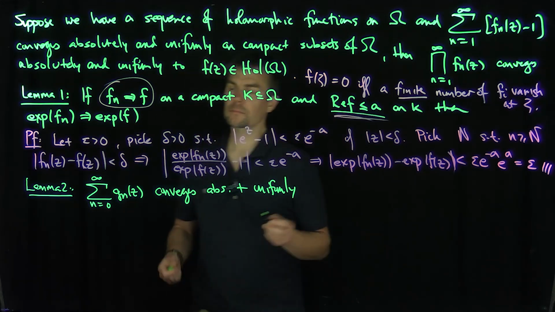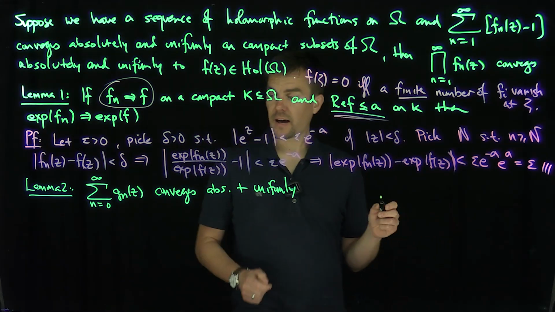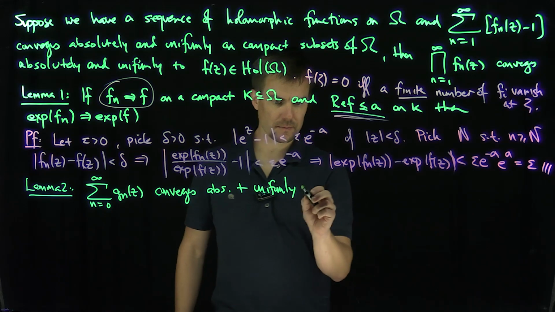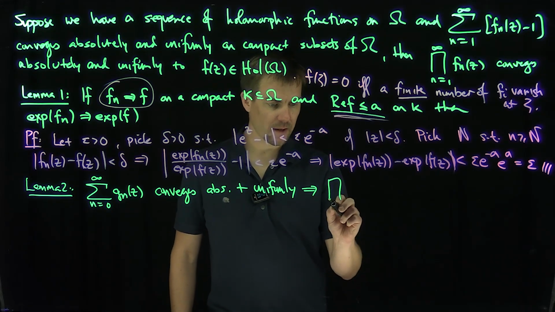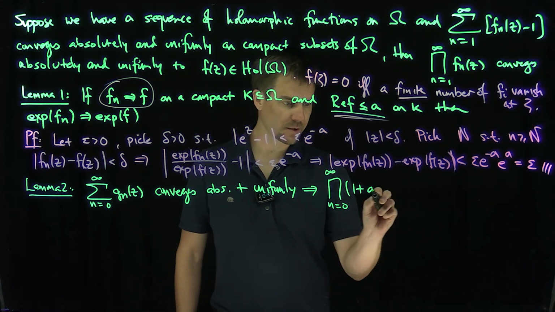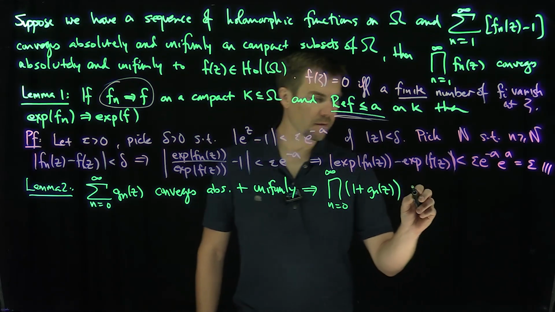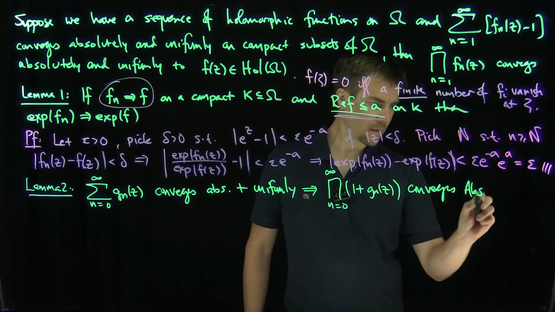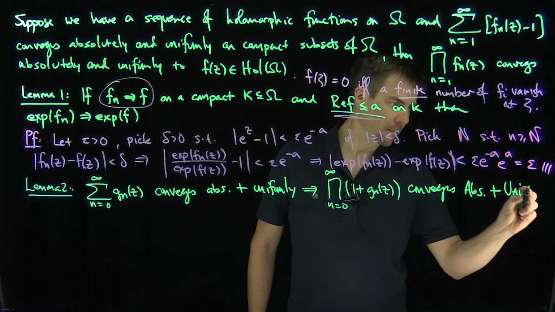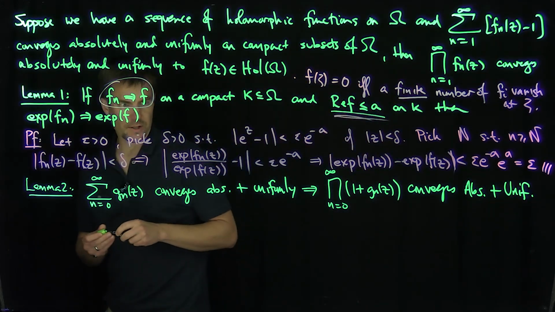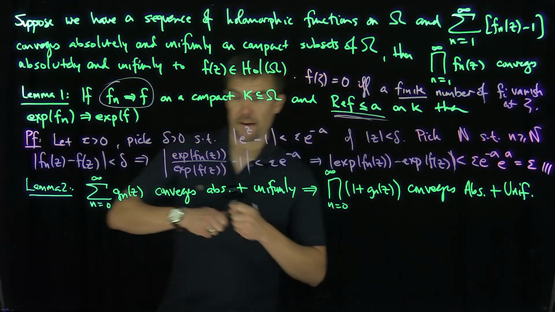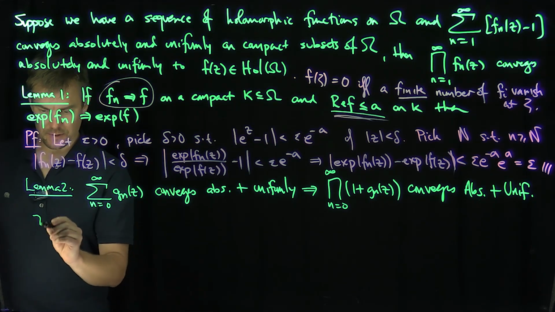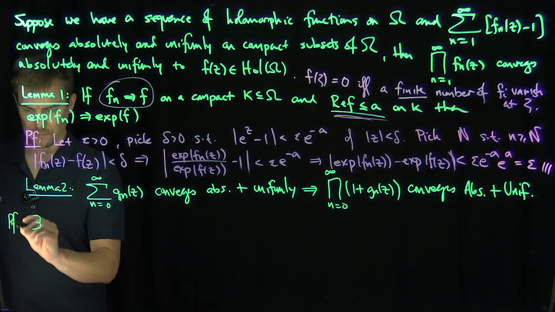Okay? Then what can I say? Then I can say that the product, n goes from 0 to infinity, of 1 plus Gn of z converges absolutely and uniformly. Okay? Excellent. Okay, so if this converges absolutely, there exists a proof.